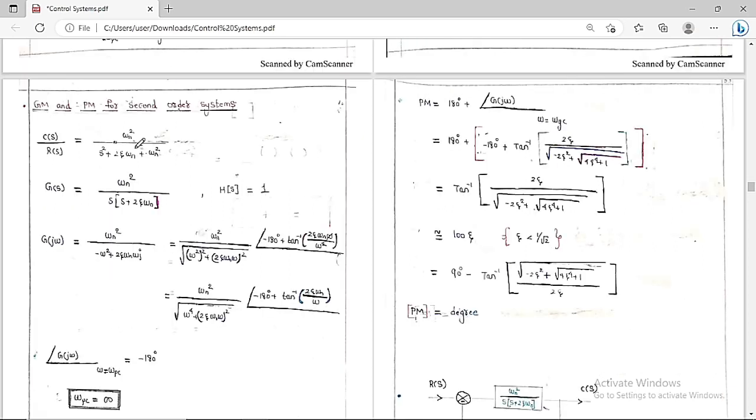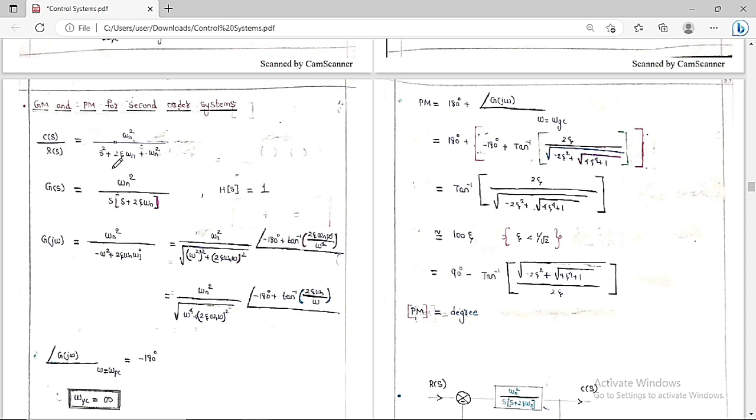So now we are going to discuss another concept, which is the gain margin and the phase margin for second order systems. So we are going to calculate the gain margin as well as the phase margin for second order systems. Basically, for the second order systems, we are going to figure out the gain margin as well as the phase margin.